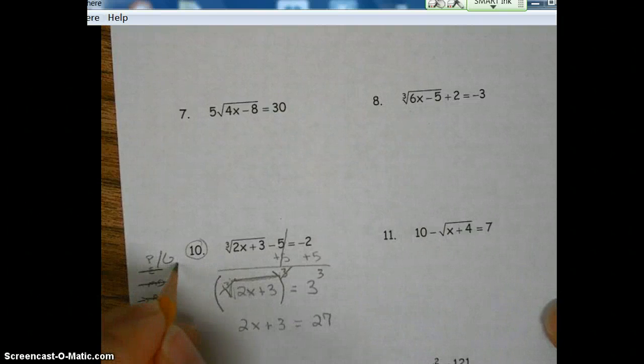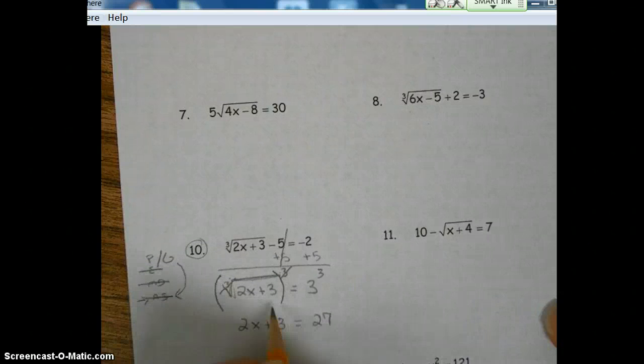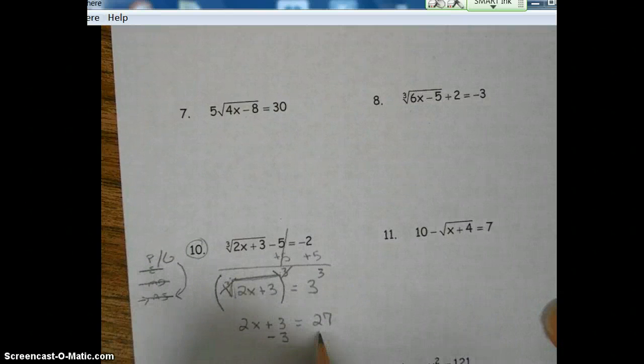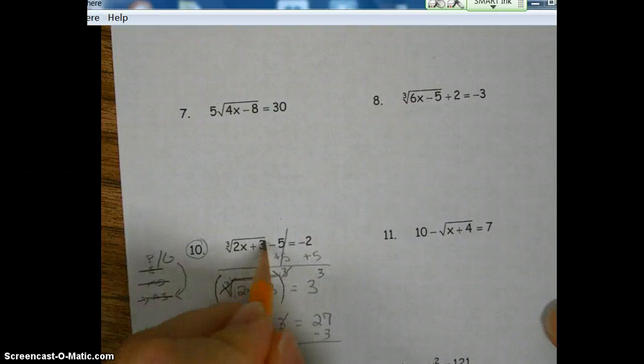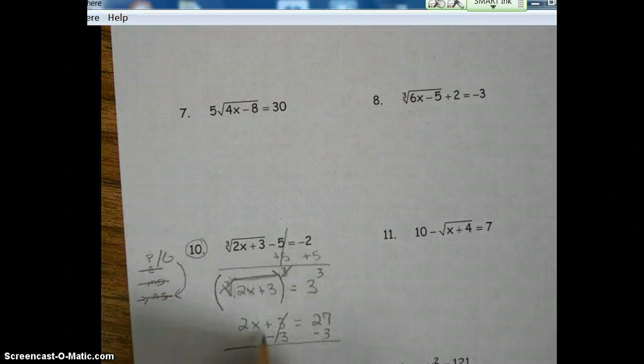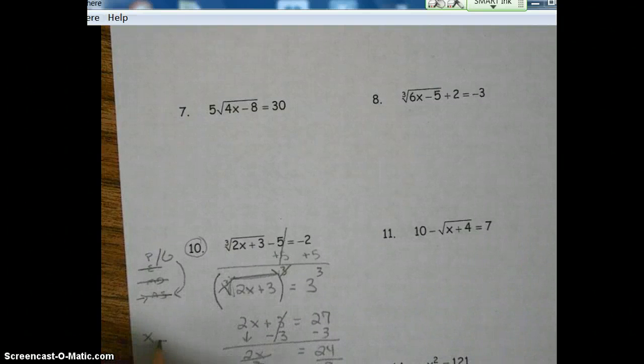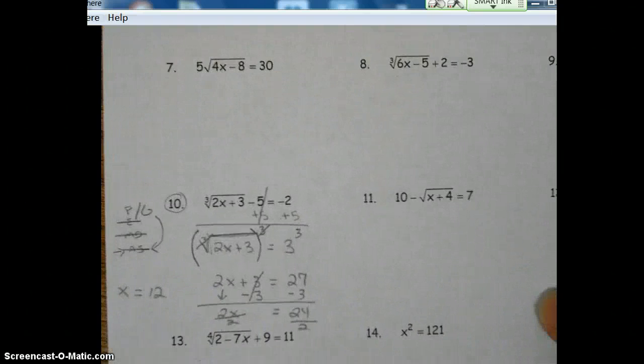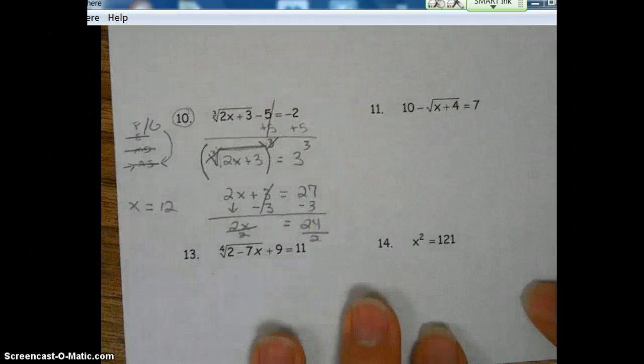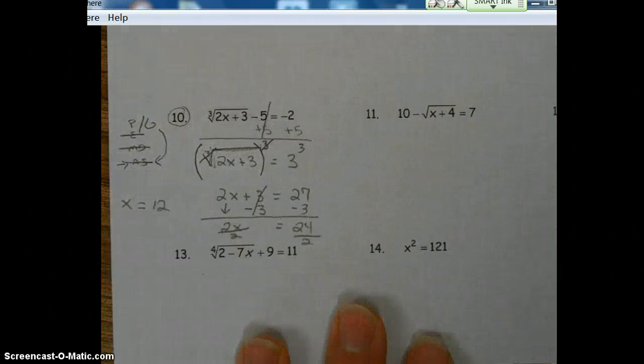So dropping back down, we undo adding and subtracting first. Now, you can't touch this until the grouping symbol is gone. Bring down the 2x. Divide by 2. So we get x equals 12. Sorry about this. I'm running out of room here.